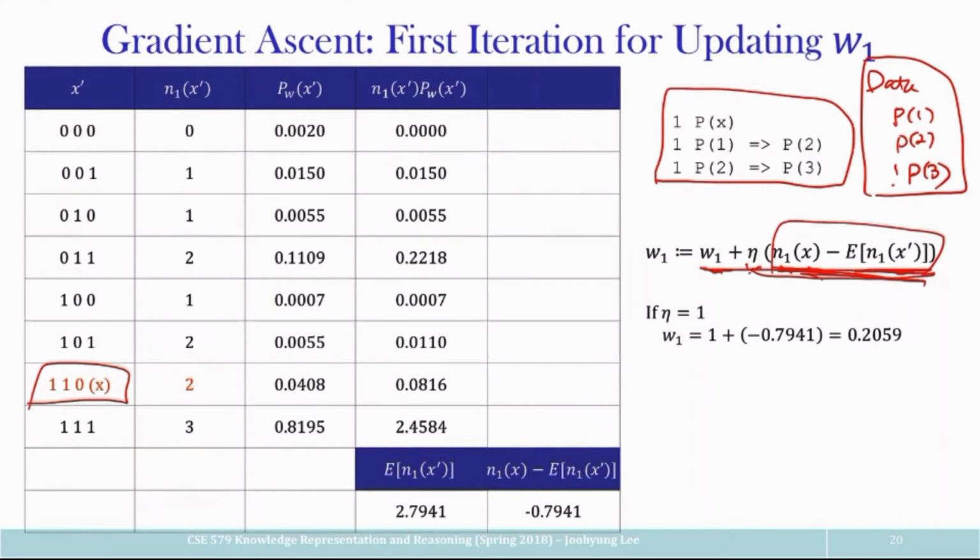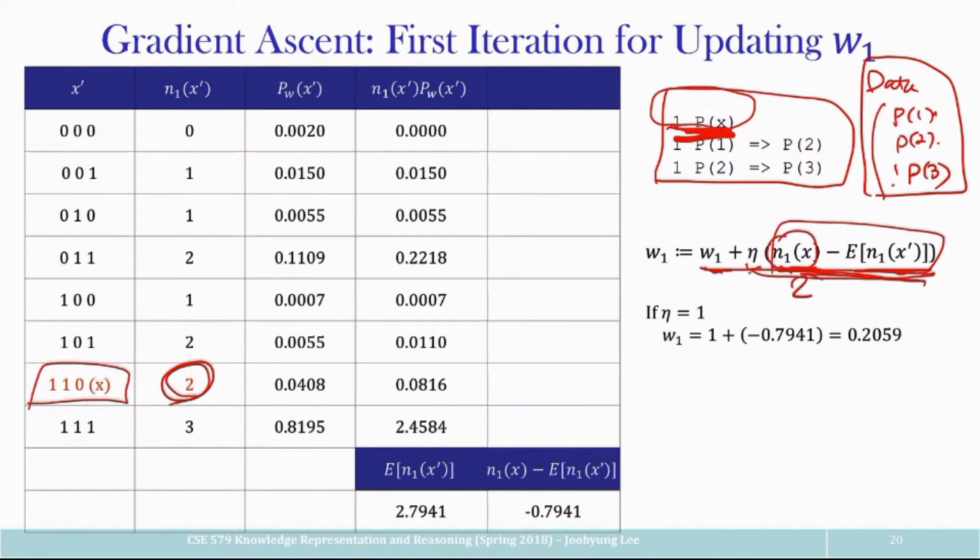Okay, so just look at this one. This is the first formula. How many ground instances of this formula are true under this data? First, there are 3 ground formulas, P1, P2, P3, that can come from the first formula here, right? And among them, 2 are true and 1 is false. So N1 of X here is 2. This is the value that we plug in here.